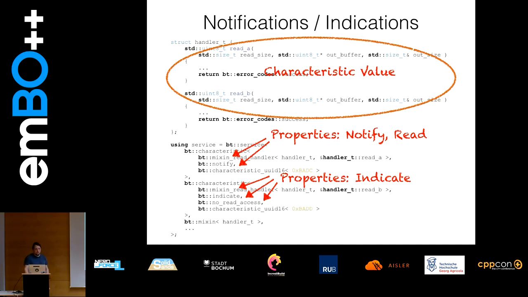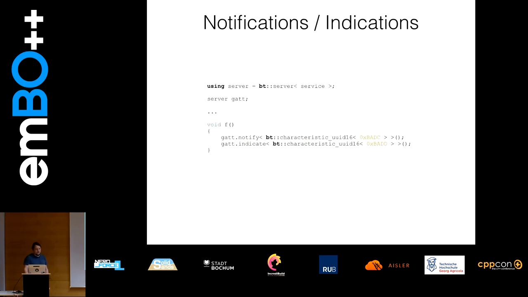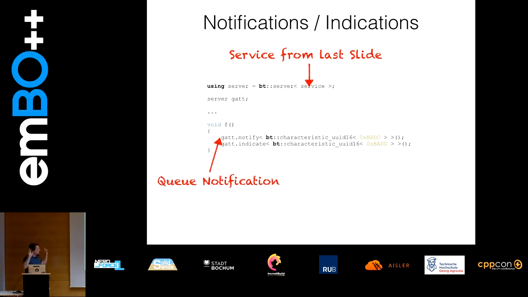This shows how we would queue an indication or notification. This server serves the service from the last slide. This is this one here. So we have a service that looks like this. And then we have this function to queue a notification. Remember, queuing a notification means just setting one bit, so there's nothing that can go wrong. And again, queue indications.